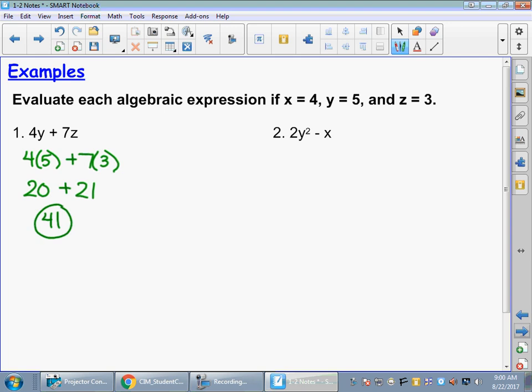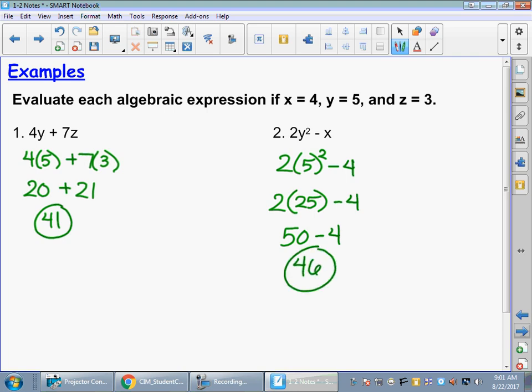Over here, 2y squared, that's 2 times 5 squared minus 4. So before I do any of the math, I'm going to replace first. Exponent tells me I need to square the 5. That gives me 25. Rewrite everything else. 2 times 25 is 50. Take away 4 is 46.